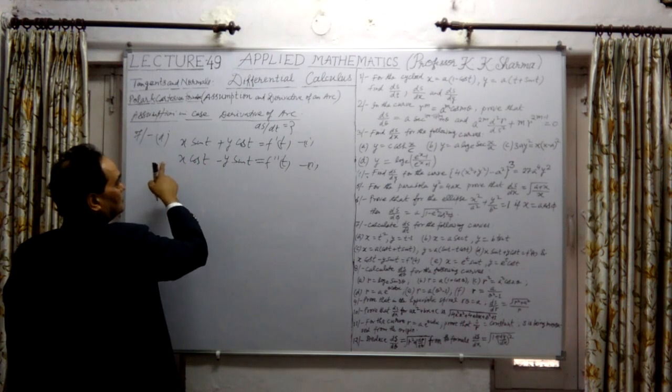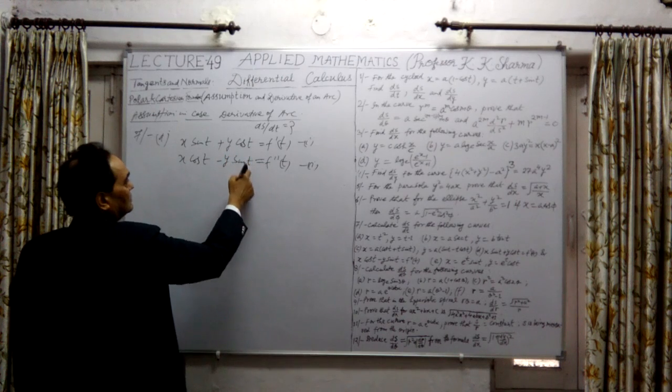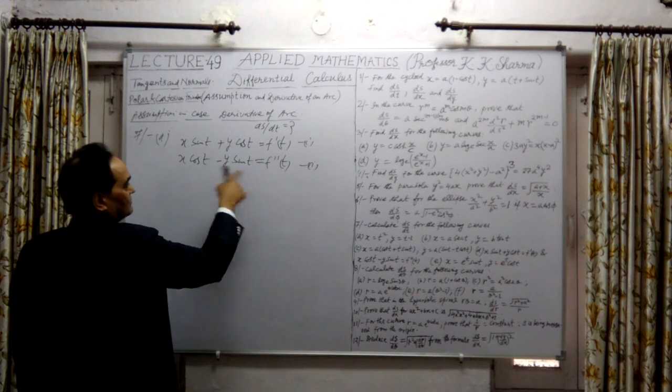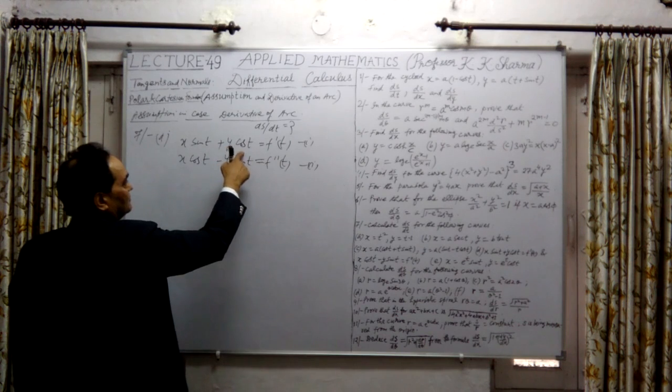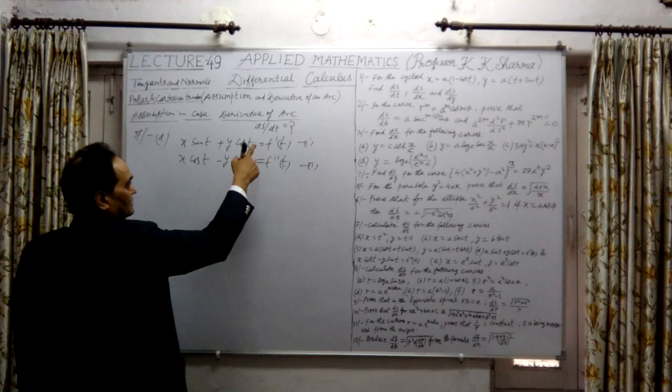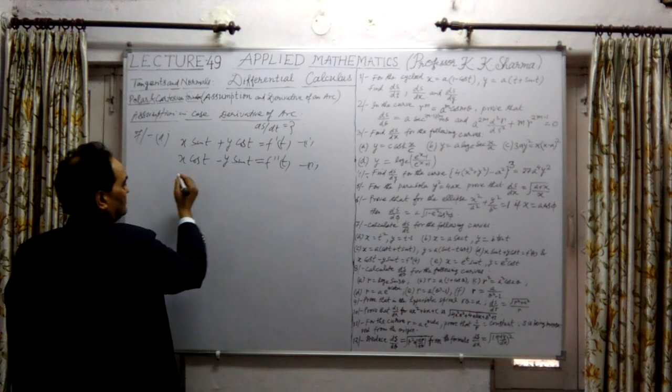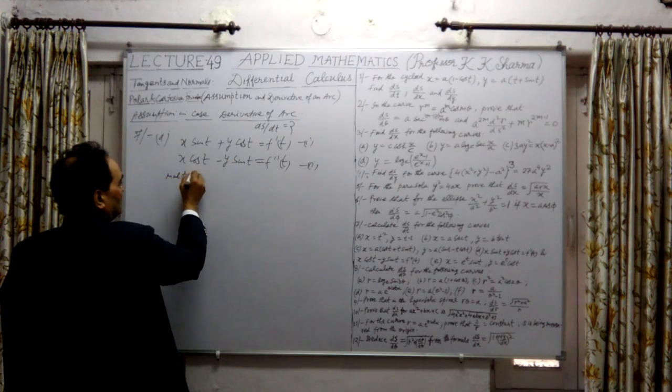How do we remove these? Let me remove y first by adding. We multiply the first equation by sin t and the second by cos t. That we multiply first.